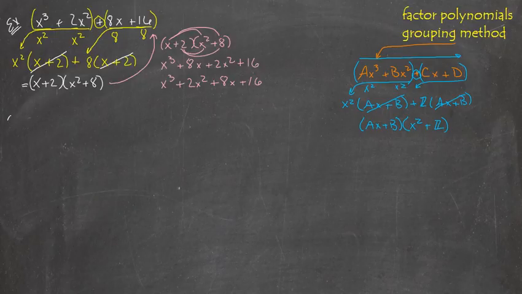So let's do another example, and this time specifically look at what would happen if this was a negative. So I have x cubed plus 13x squared minus 5x minus 65.